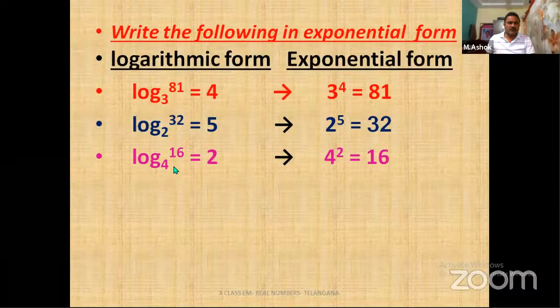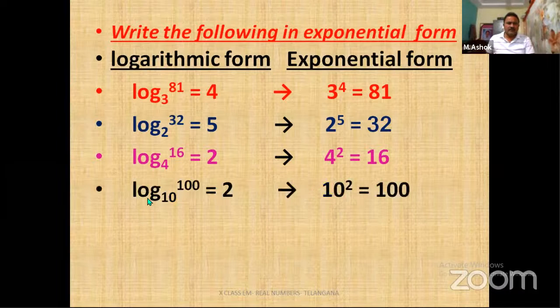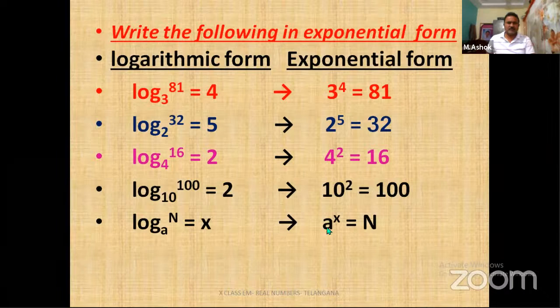Log 16 base 4 equal to 2. The equivalent exponential form is 4 to the power of 2 is equal to 16. And log 100 base 10 is equal to 2. The exponential form is 10 to the power of 2 is equal to 100. So log n base a is equal to x implies the exponential form is a to the power of x is equal to n. A to the power of x is equal to n. All this we discussed yesterday.